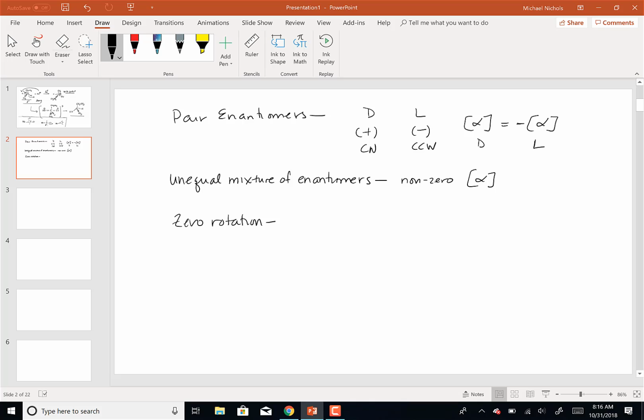I know what you're getting at, Ben. So what do we call that? What do we call an equal mixture of enantiomers? A racemic mixture. So the first place is when you'd have a racemic mixture. I think that's what you're getting at, right? So that's number one. When else would you end up with a zero degree rotation?